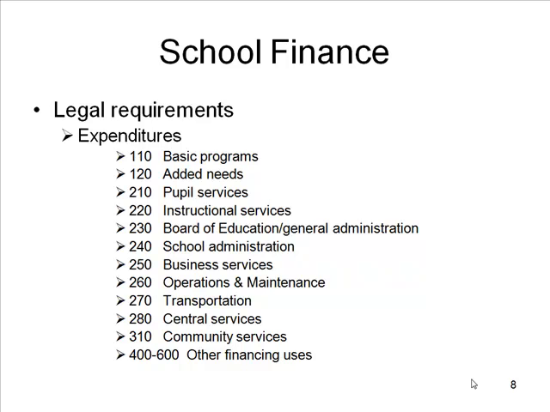280 is central services. Again, most of these services are handled through your ESP contract and could very well be showing up under the 230 level. Community services are rare, but those would be for activities you might hold of a community nature that in some cases are funded from outside sources.